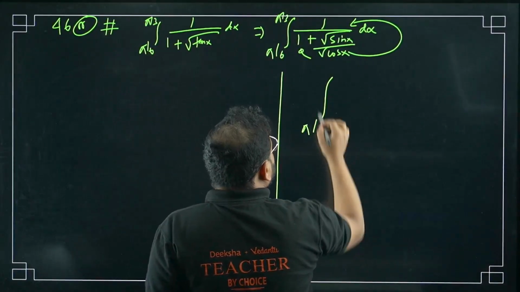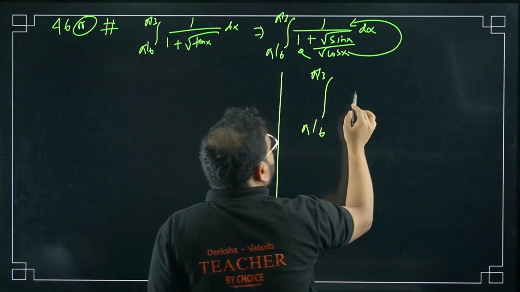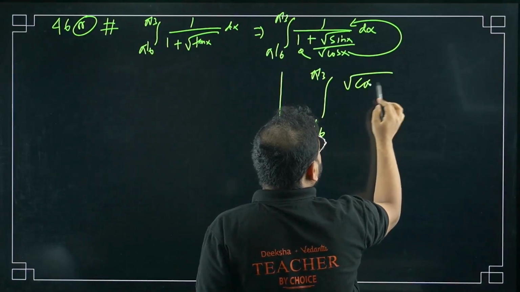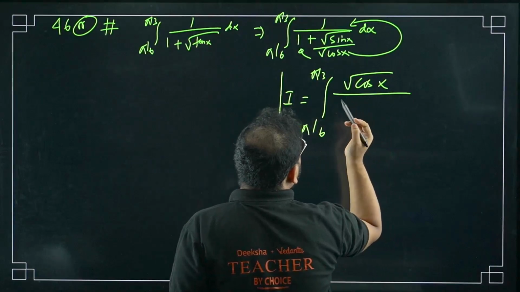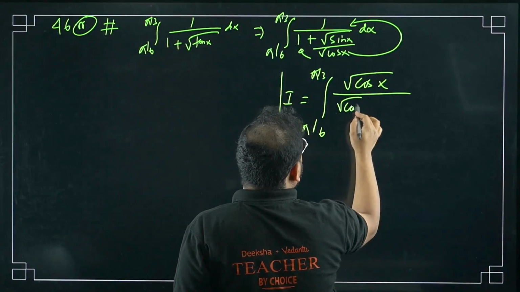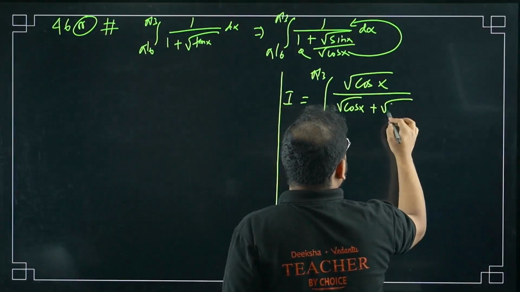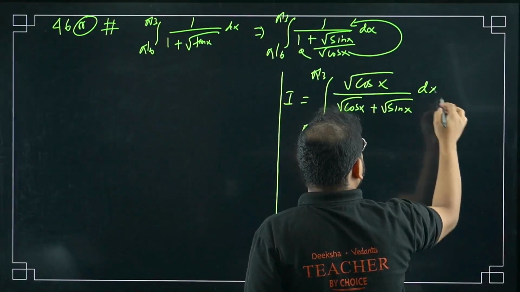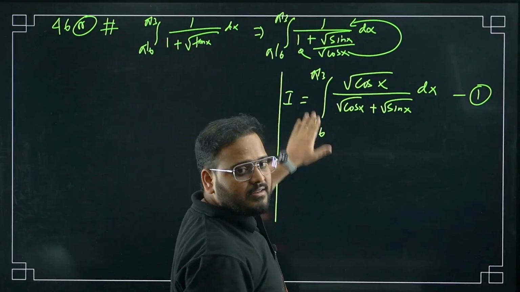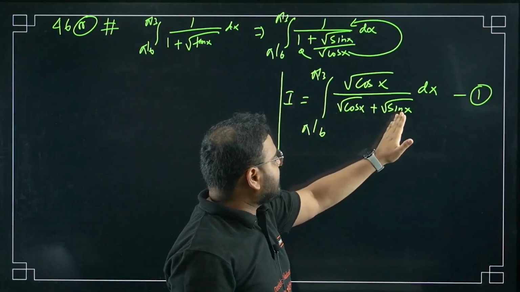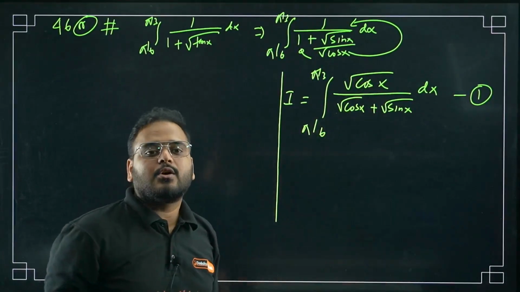So this whole thing becomes the integral from pi by 6 to pi by 3 of root cos x upon root cos x plus root sin x dx. This is my equation number 1. The limits are pi by 6 to pi by 3, that is 30 degrees to 60 degrees, with root cos x plus root sin x in the denominator and root cos x in the numerator.